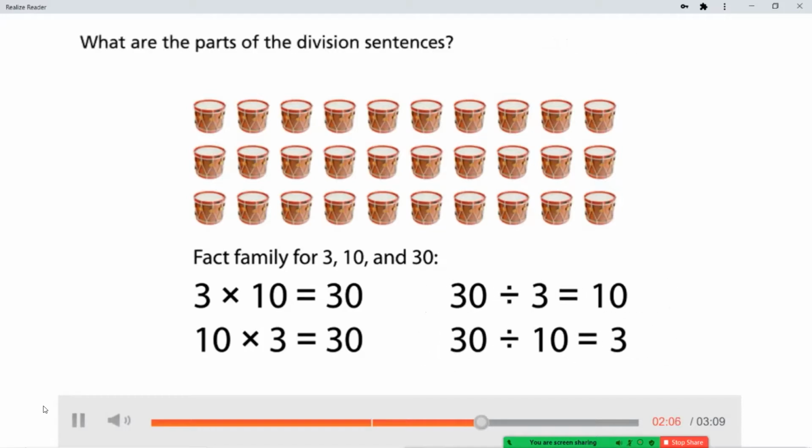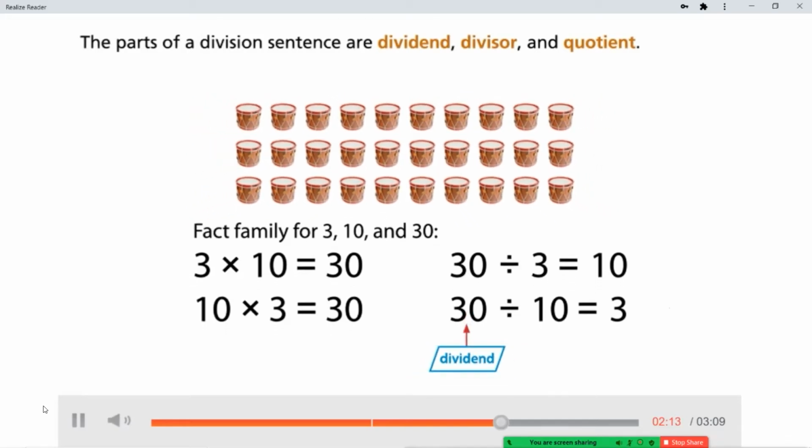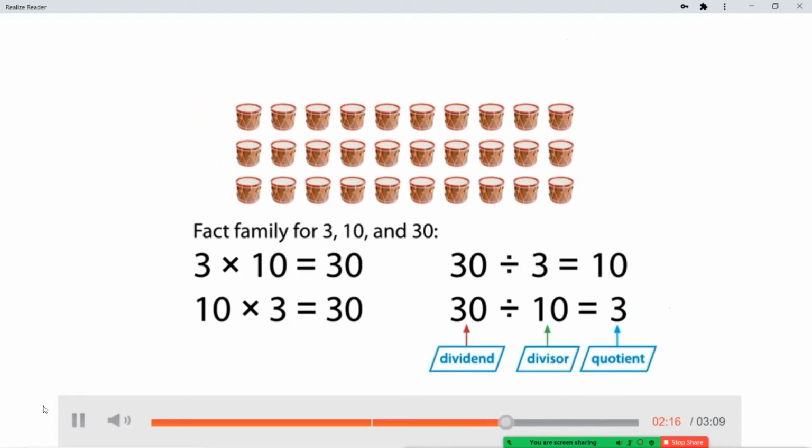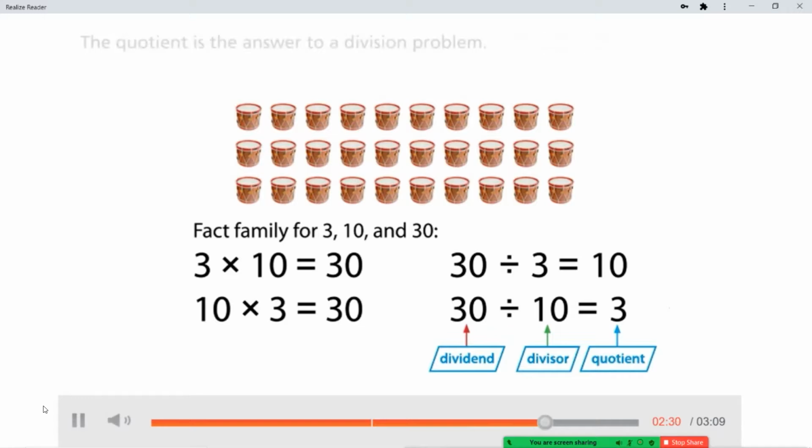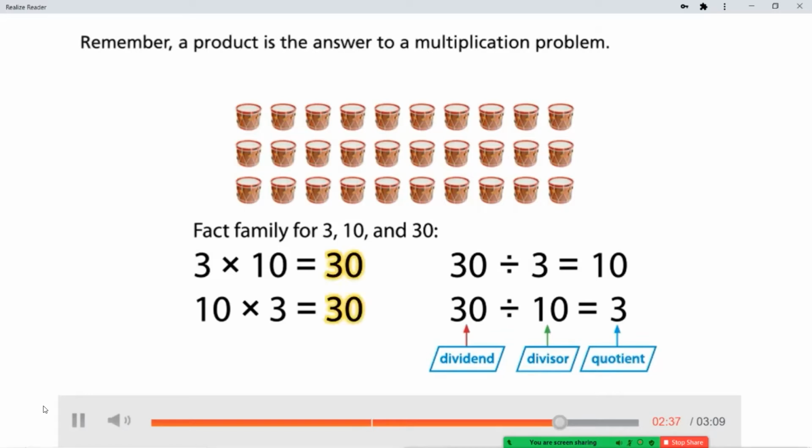What are the parts of the division sentences? The parts of a division sentence are dividend, divisor, and quotient. What is the definition of each of these parts? The dividend is the number of objects being divided. The divisor is the number by which another number is divided. The quotient is the answer to a division problem. Remember, a product is the answer to a multiplication problem.